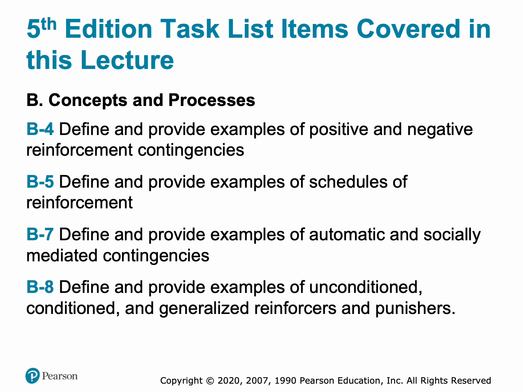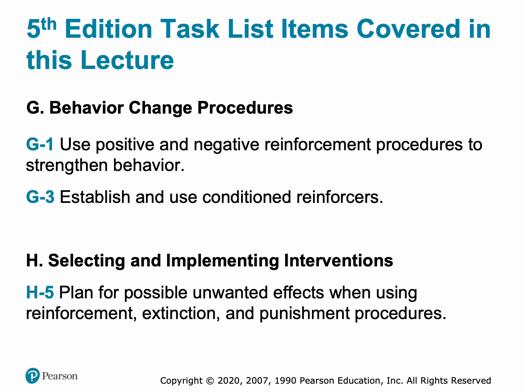These are the different task list items that we will be covering from the 5th edition task list. We'll be covering some concepts and processes, which is section B. And we will also be covering some behavior change procedure task list items. And then from section H, we'll be talking about some of the possible unwanted effects when using reinforcement.